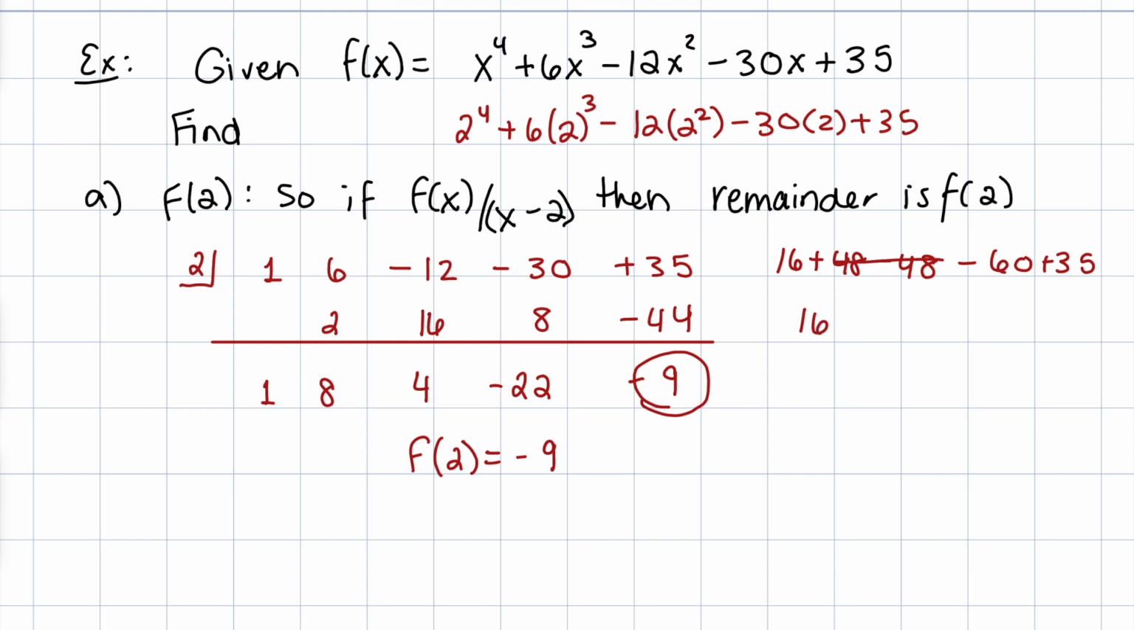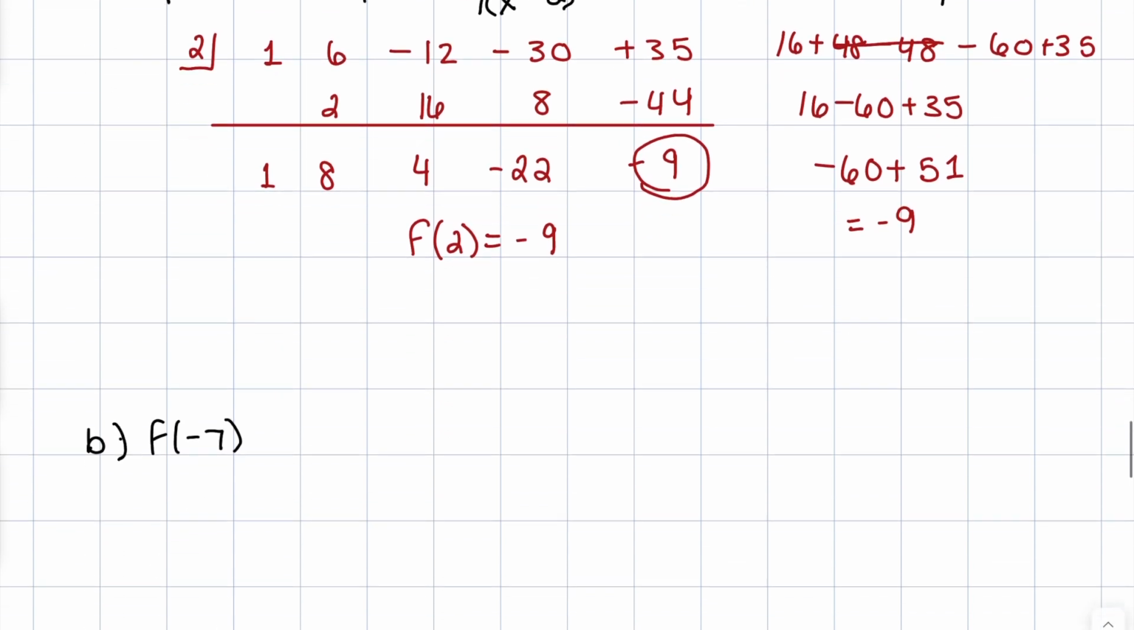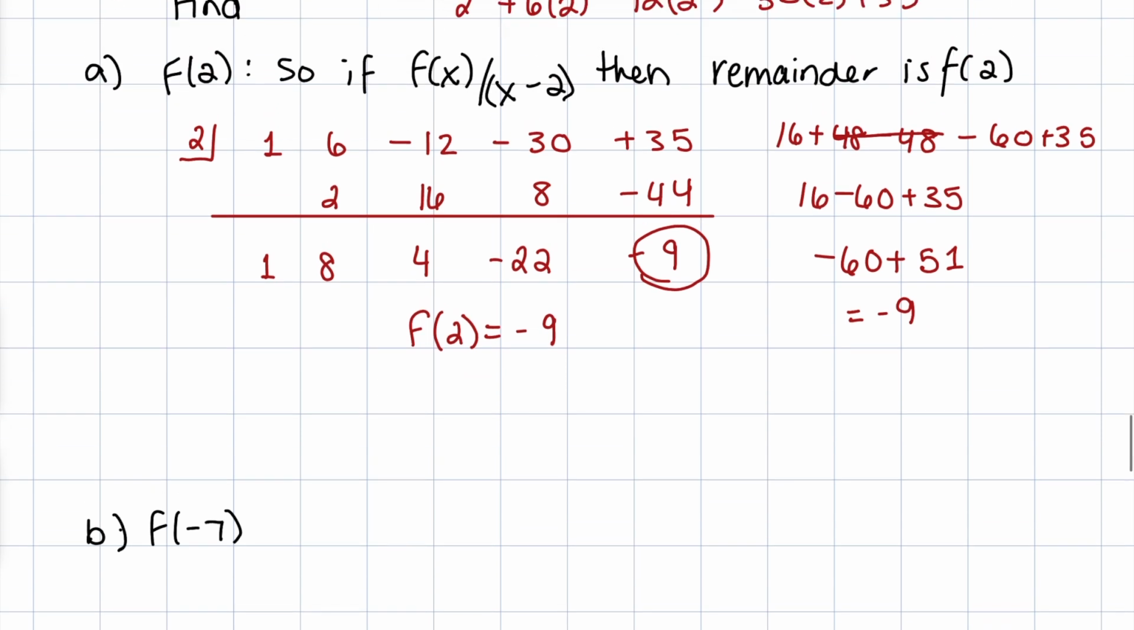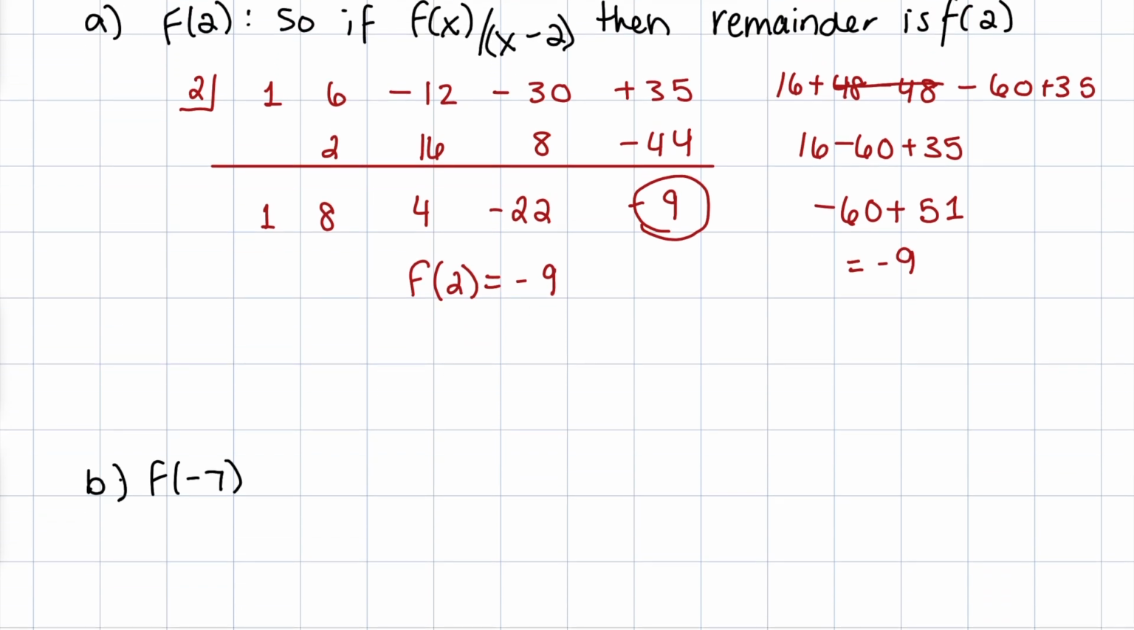So that's going to give me 16 plus, or minus 60 plus 35. So that gives me negative 60 plus, that's 1, 3, 4, 51, which gives me negative 9. Okay, so that's how we can quickly get, especially if you're not allowed to have a calculator, to do large computations like that, or if you want to use the remainder theorem also.